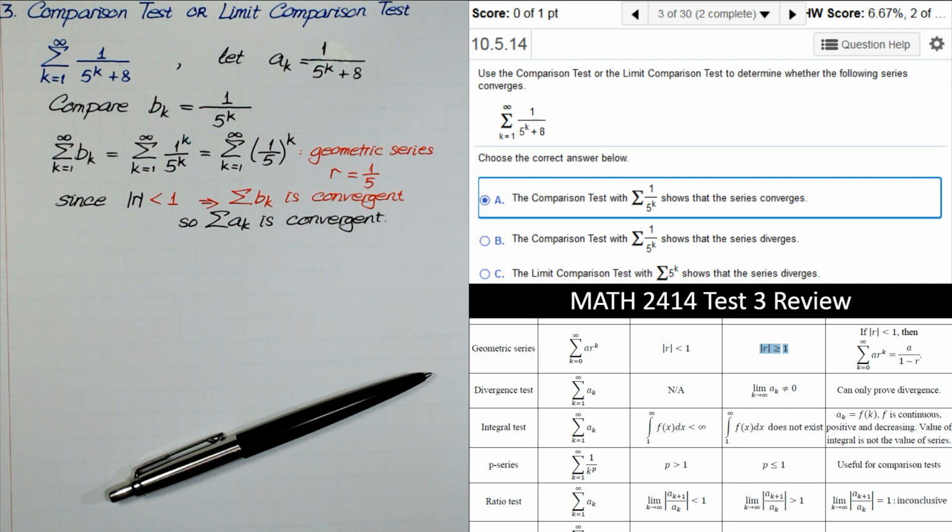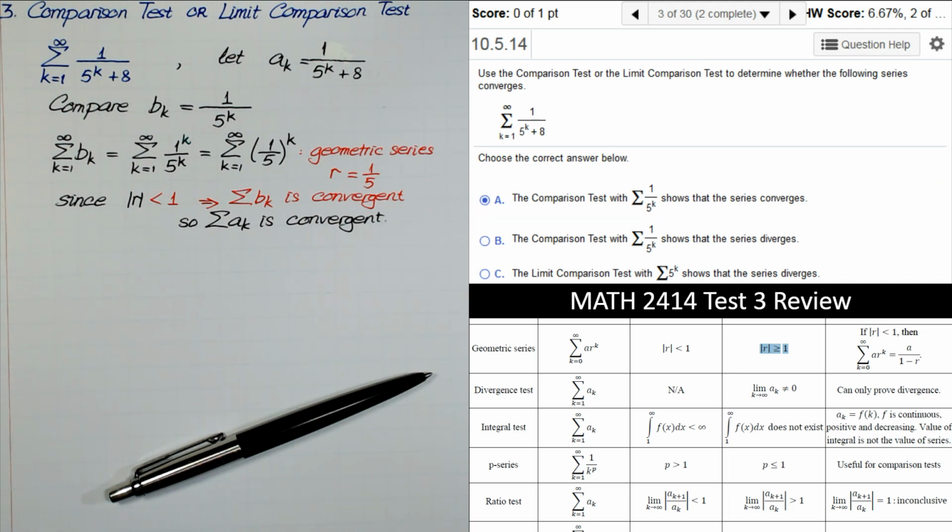So how do I do this? Actually, the option is D. It's not shown on the screen. Let me do this real quick.